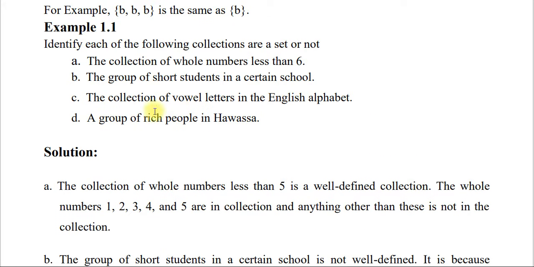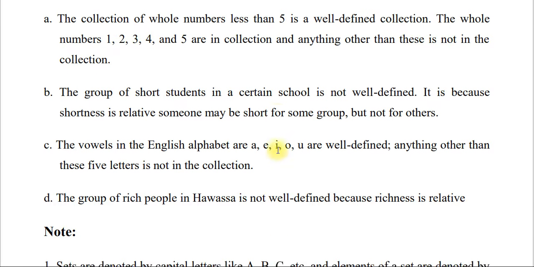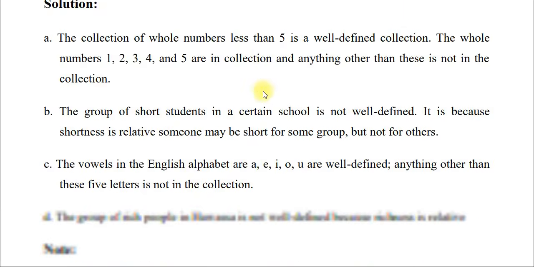ወደ ሲ ስንመጣ ደግሞ the collection of vowel letters in English alphabet ስንል look, the vowel letters in English alphabet are A, E, I, O, U are well defined. Anything other than those 5 letters is not in the collection. Okay? ስለዚህ አሁን እዚህ ላይ የምናያቸው ነገሮች 5 ቫወል ሌተሮች አሉ በእንግሊዘኛው። ስለዚህ ዌል ዲፋይንድ ናቸው፣ ይታወቃሉ። ከነዚህ ውጪ የሆኑ ሌተሮች የዚህ ሴት ሜምበር አይደሉም ወይም ኤሌመንት አይደሉም ብለን መወሰን እንችላለን። ስለዚህ ሲ ምንድነው? ሴት ነው እንላለን ማለት ነው። And finally D, a group of rich people in Hawassa.